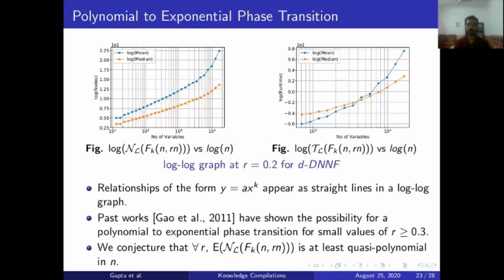The idea here is that relationships of the form y is equal to a x raised to the power k appear as straight lines in a log-log graph, and we observe in the graph that around the number of variables 10 to the power 4, the slope of the graph increases, and this allows us to say that for every r, for every clause density, expected number of nodes is at least polynomial in n.